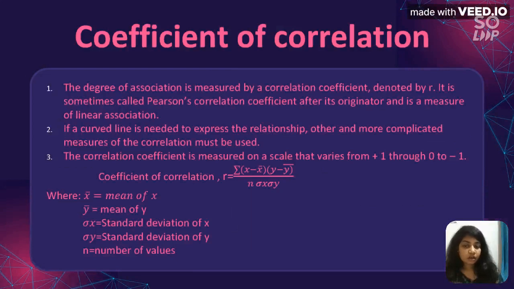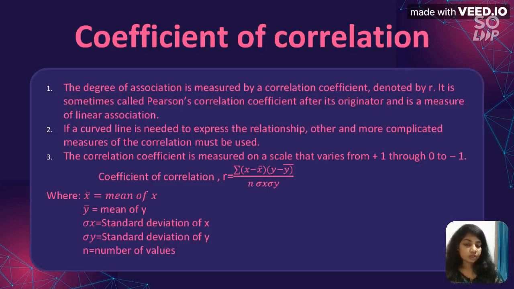Coefficient of correlation: the degree of association is measured by a correlation coefficient denoted by r. It is sometimes called Pearson's correlation coefficient after its originator and is a measure of linear association. If a curved line is needed to express the relationship, other and more complicated measures of the correlation must be used. The correlation coefficient is measured on a scale that varies from plus 1 through 0 to minus 1.